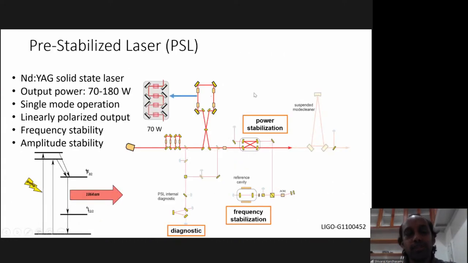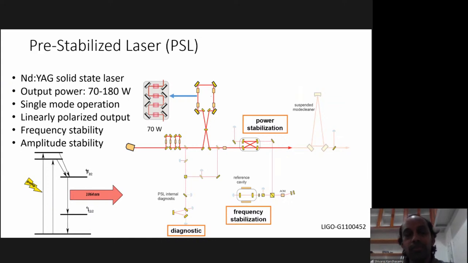So far we saw how to increase the sensitivity of the instrument using different configurations like Fabry-Perot and power recycling, and also how to make the mirror free. Even though we can improve the power through these configurations, the actual laser that we are sending in should also be good.